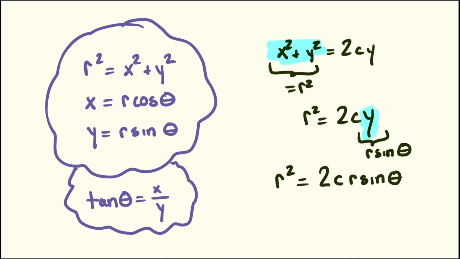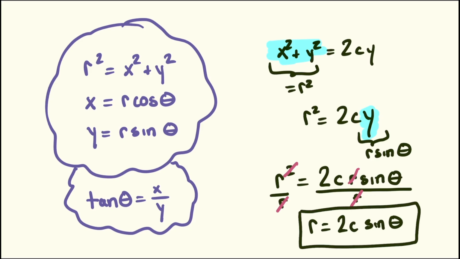We're going to do one last step to clean this up a little bit. We're going to divide both sides by r. That is going to cancel out the r on the right-hand side and one of the r's on our left-hand side, which is going to leave us with r is equal to 2c sine of theta. So here we have our equation, and we want our polar coordinate equations usually to have r's on one side and thetas on the other side.